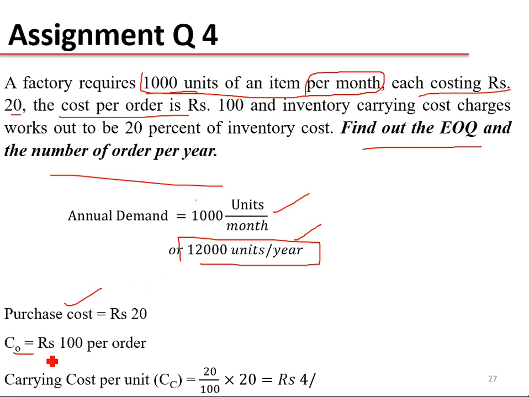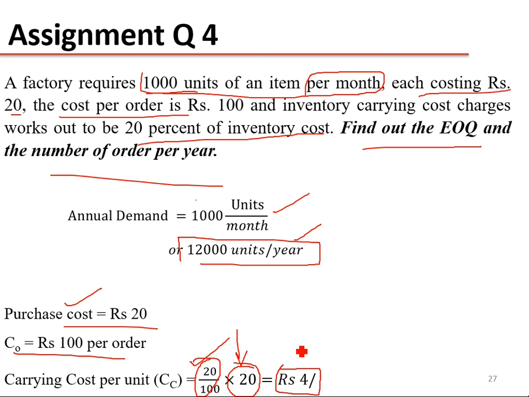The cost per order, C0, is given, and the carrying cost we can easily find. It is 20% of the inventory cost. Whenever inventory cost is mentioned, it means the cost of one product, so we have to multiply the percentage with the cost of the unit. From here we get the carrying cost, which is rupees 4 annually per unit.